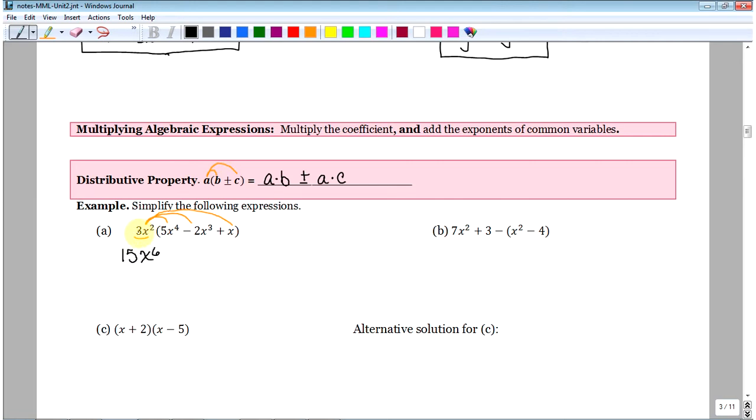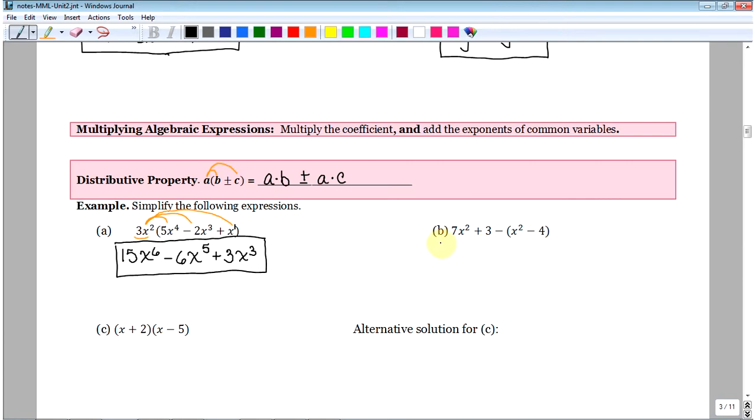Next, I have 3 times negative 2, which gives me a negative 6. X squared times x cubed, we add the exponents together to get x to the 5th power. 3 times, since there's not a number written there, there's really a 1, so 3 times 1 is just 3. We still have our positive. X squared times x, remember x is the same as x to the first power. When you add those exponents together, that gives us x cubed. We don't have any like terms that we can combine, so this would be our simplified answer.